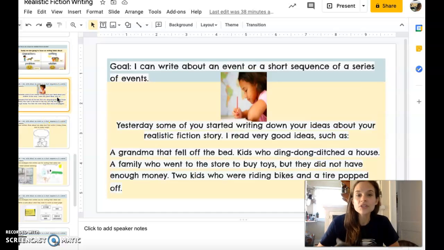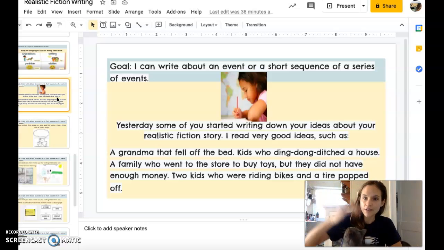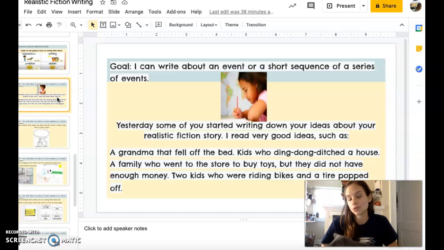Today, we are going to write about an event or a short sequence of a series of events. So what that means is you right now should have 5 ideas that you wrote about. You're going to choose one of those and you're going to tell more about that story. So yesterday, some of you started writing down your ideas about your realistic fiction story. And most of you actually spent the last 2 days doing that.